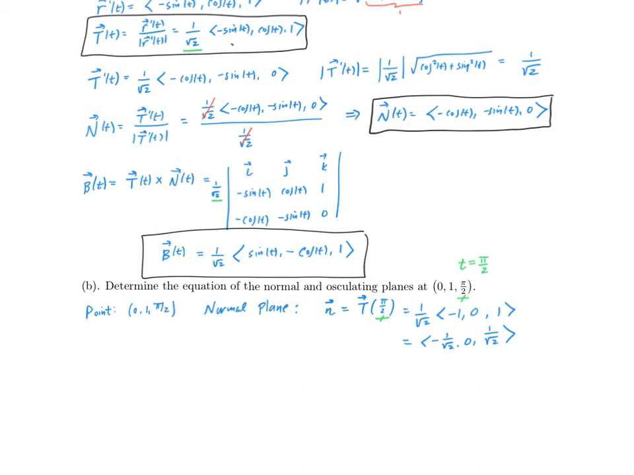So the normal plane is the plane passing through the point 0, 1, pi over 2 with normal vector given here. So if we put this together, we have the normal plane is determined by minus 1 over root 2, x minus 0, plus 0 times y minus 1, plus 1 over root 2, z minus pi over 2, and all of this is equal to 0.